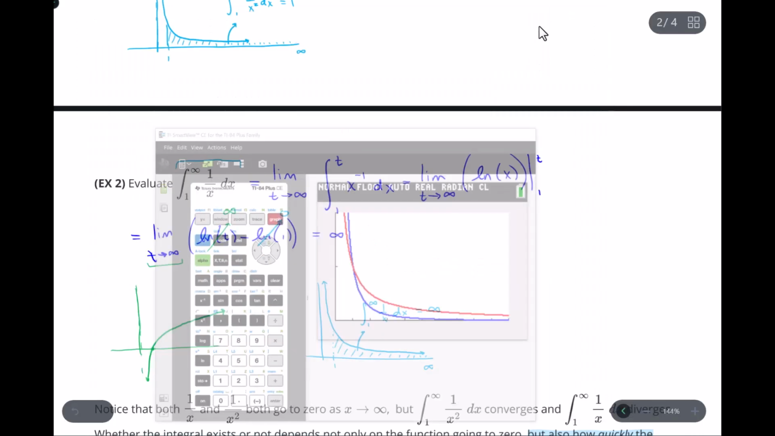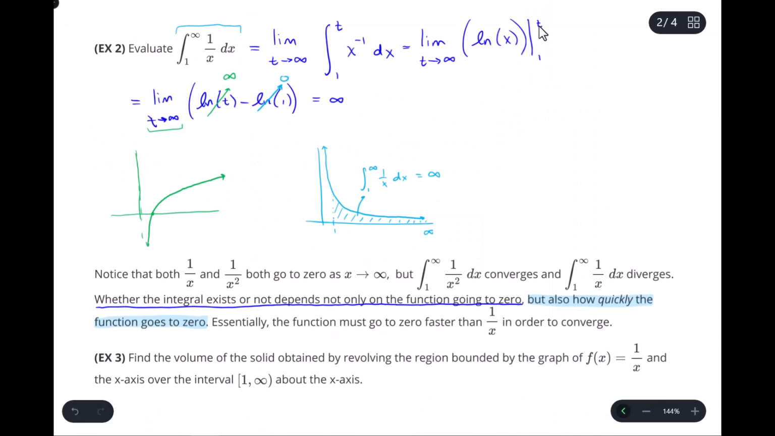And it turns out that 1 over x is kind of like the speed limit. Essentially, whatever function you're looking at, it has to go to 0 faster than 1 over x in order for it to converge. All right, not really a hard and fast rule, but definitely a good guideline that you can kind of think about and wrap your head around. So as long as a function's going to 0 faster than 1 over x, it will ultimately converge.